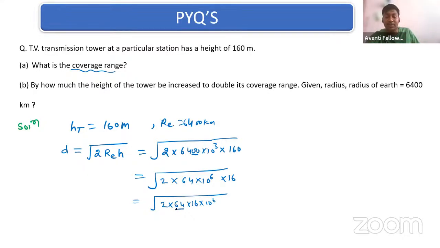Now take the square root. The square root of 64 is 8, and the square root of 16 is 4. So I can write it as 8 multiply 4 root 2, and the power will be 10 to the power 3 meter. In terms of kilometer, the range will be 32 root 2 kilometer. This is the range of this signal. Okay, is this clear?